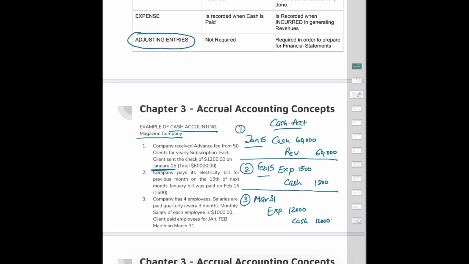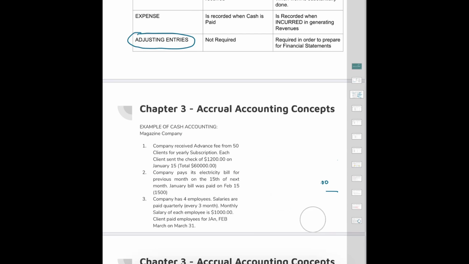so this doesn't give a very clear picture of the company's financial position. If somebody just wants to see February financial statements, they will have expenses only, no income, so the company will show a loss. Okay, now let's try to understand what will happen if the company uses the accrual accounting. Okay, now same transactions, but now the company is using the accrual method.